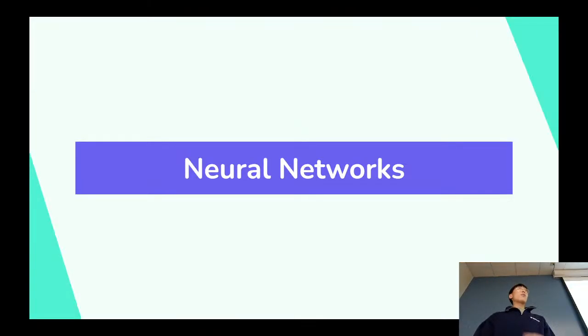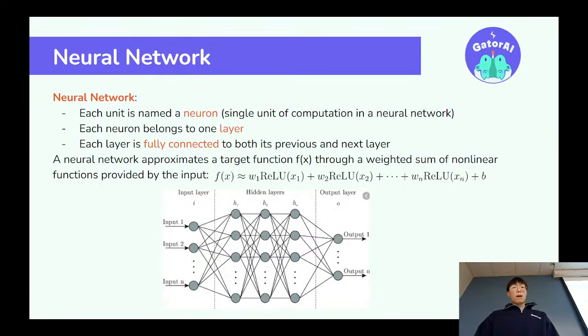All right. So now we're going to talk a little bit about neural networks, which we also covered last semester. First, we're going to start off with the base components of it. There are units in a neural network, and each unit is called a neuron. It is the single unit of computation in a neural network. Each neuron belongs to one layer, and every single layer in the neural network is fully connected to both its previous and next layer, meaning that the output of one neuron in layer 1 is given as input to all neurons in layer 2. That's what we mean by saying it's fully connected.